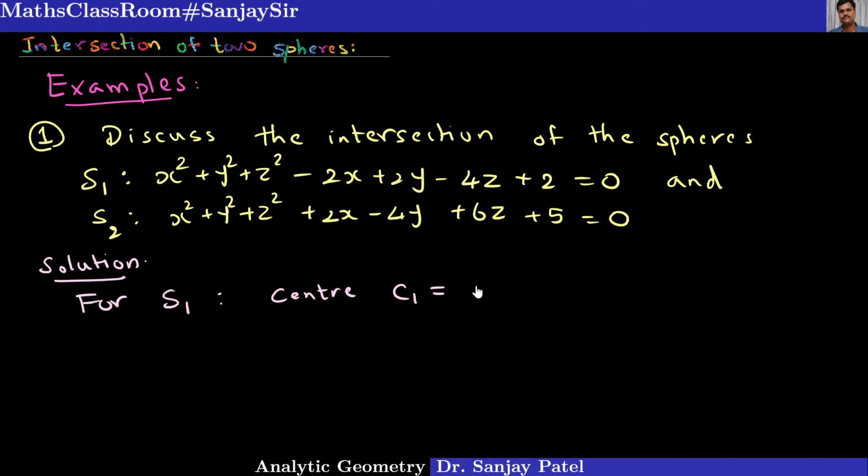C1 is equal to, we know how to find the center coordinates. Just see the coefficients of x, y, z in the equation of the given sphere and divide it by 2 and change the sign. So first x coefficient is minus 2, divided by 2 is minus 1, and then change the sign, so it is plus 1. Then here coefficient of y is 2, so this will be minus 1. This is minus 4 divided by 2 is minus 2, so changing the sign, this is plus 2.